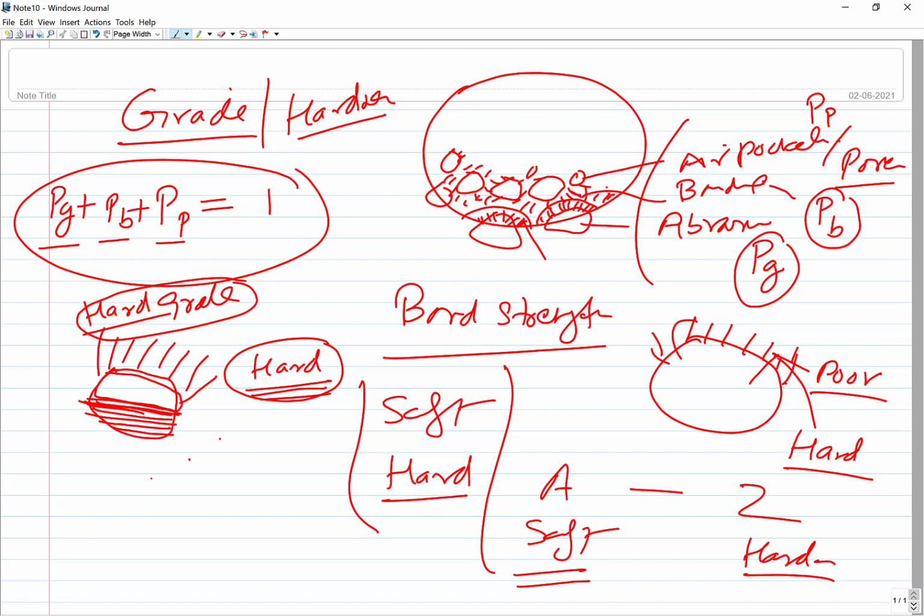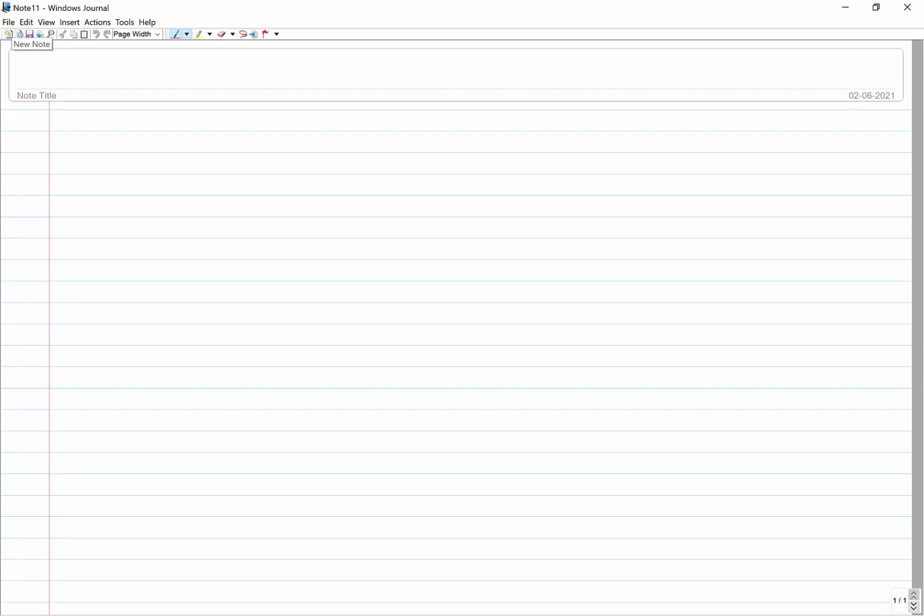So it is good that the hard grade is used especially when grinding of the soft material is to be done, so that the stresses acting on the abrasive will be less, its wear rate will be less, so the life of the grinding wheel will be long. Okay, so hard grades are used for the soft work materials, and the soft grades are used for the hard metals.